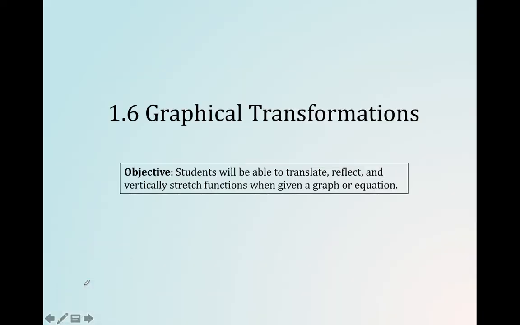Hello. In this last lesson for this week, you're going to be beginning to learn about graphical transformations. We're not going to be doing them all in this lesson. This will be split up. So you're going to be able to translate, reflect, and vertically stretch functions when given a graph or equation. So we'll look at those transformations with any function today.